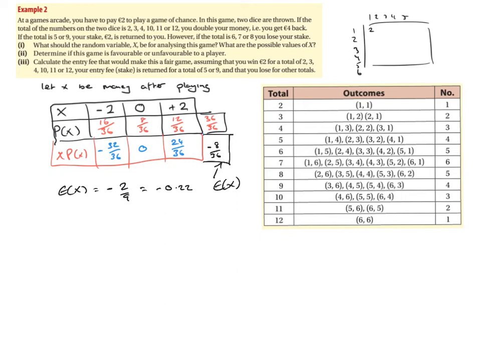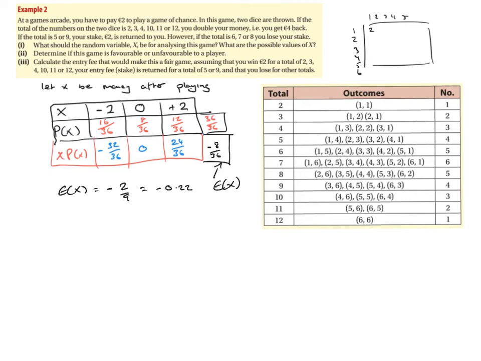Now, remember, that's the long-term average, guys. If I play this once, of course I could win. If I play it twice, I could win. If I play it 3 times, I could still be up. But the long-term average, and this is what casinos work on, is that this is going to cost the player 22 cents every single time. So on a long-term average, it's going to make 22 cents out of this game every single time somebody plays it. Okay, so let's have a look at part 3.